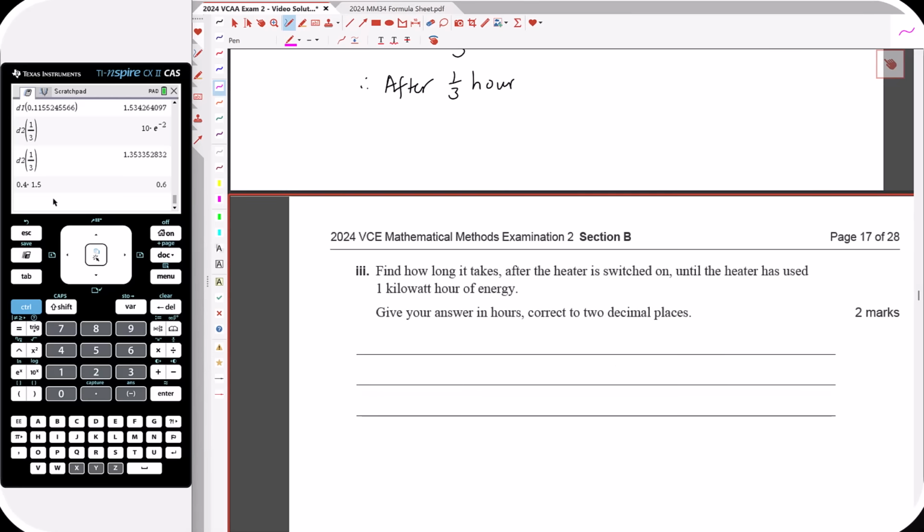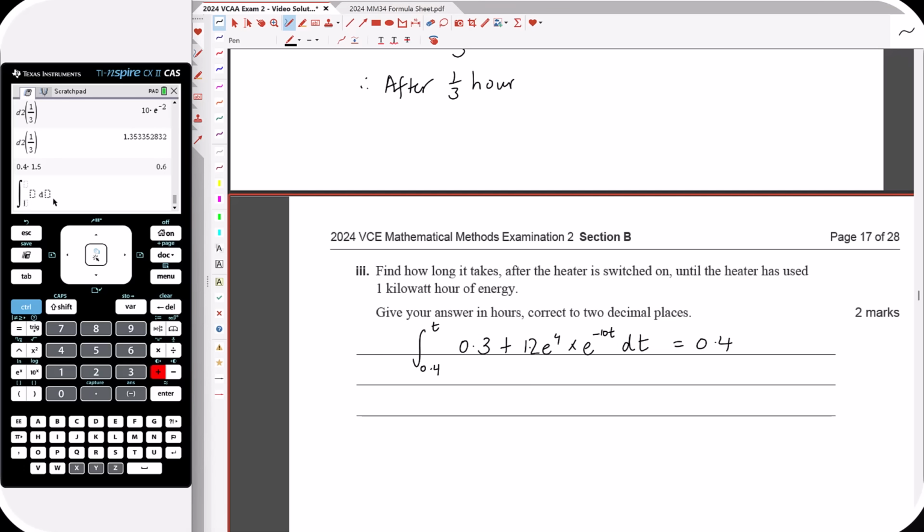So we can just do the integral from 0.4 up to some unknown t value of the second part of the function, which is this 1.2 e to the 4 times e to the negative 10t. So that area has to be 0.4.